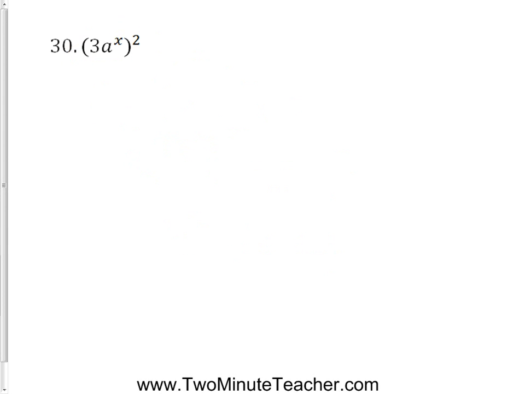Okay, moving on. 3a to the x, all to the power of 2. The easy mistake here is people just do the 3 and square it and get 9. Sometimes they just forget to do that part. And then they just write the a to the x. But it's a to the x to the second also.